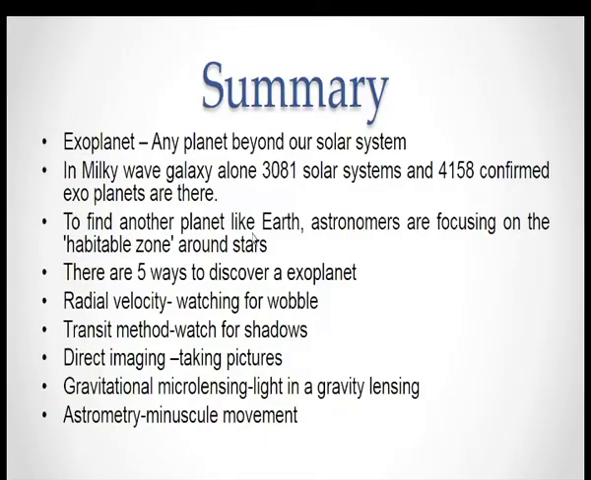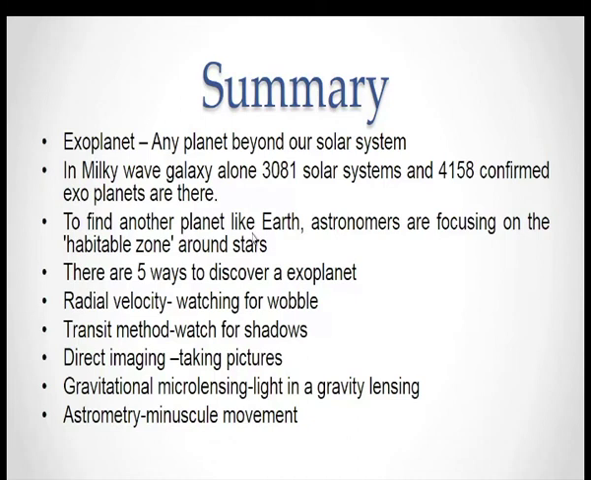So to discover exoplanets, scientists are using 5 techniques. To summarize the concepts we have discussed so far, an exoplanet is any planet beyond our solar system. In the Milky Way galaxy alone, 3081 solar systems are present and 4158 confirmed exoplanets are there. To find another planet like Earth, astronomers are focusing on the habitable zone around stars. The habitable zone temperature should not be too high or too low.